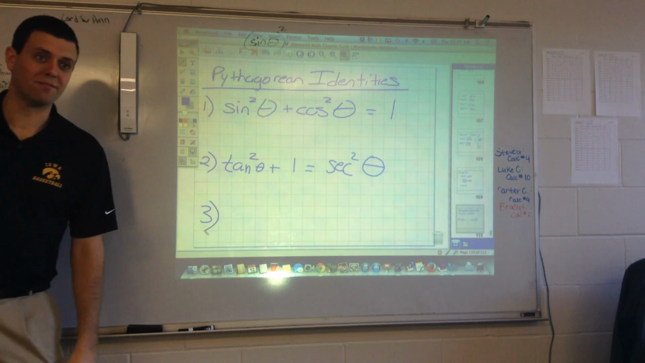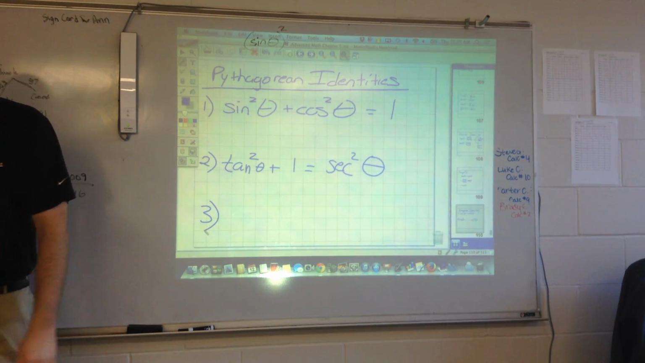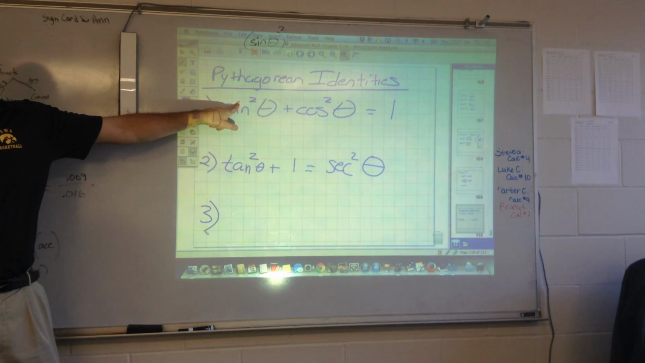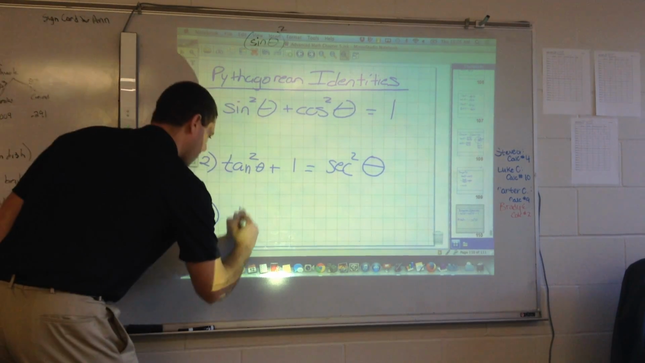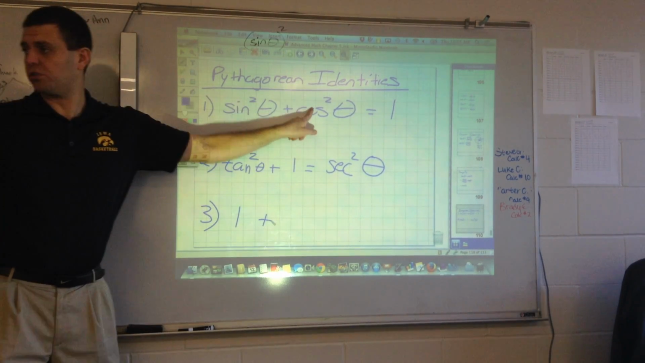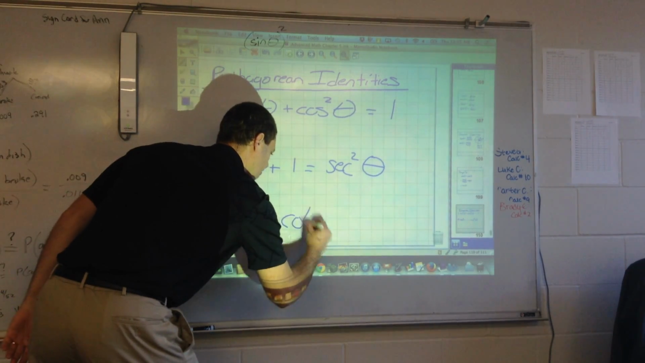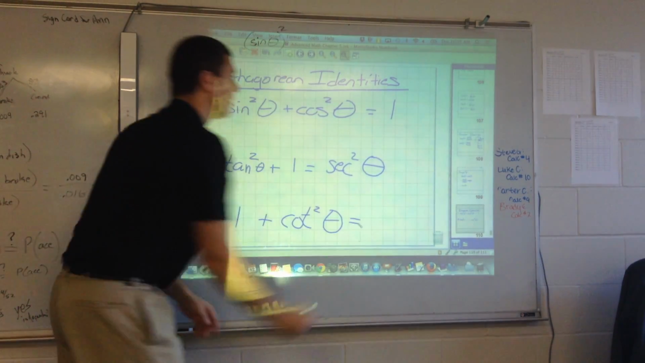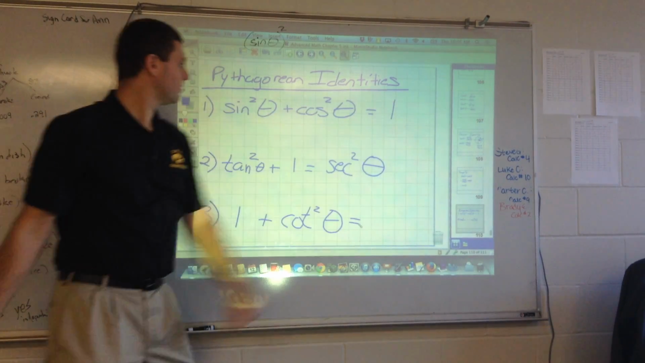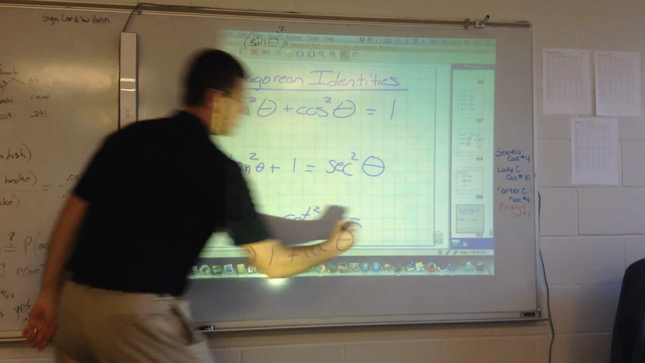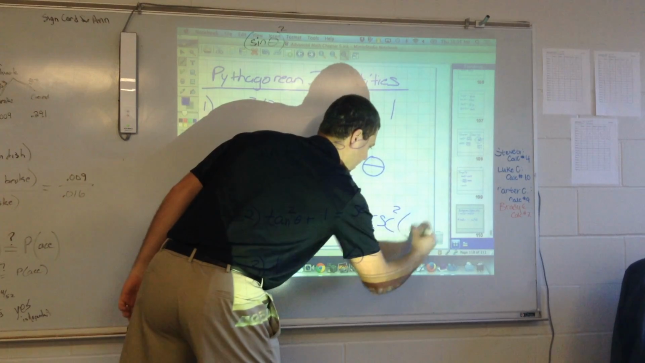Guess how you get the third one? Divide everything by sine squared. What's sine squared divided by sine squared? 1. What's cosine squared divided by sine squared? Cotangent squared. And 1 divided by sine squared? Cosecant squared.